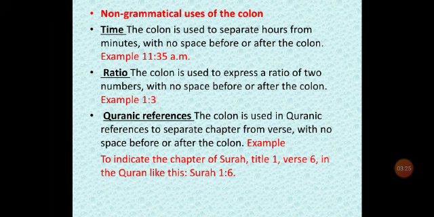While doing mathematics, you are pretty aware about the use of ratio. The colon is used to express a ratio of two numbers with no space before or after the colon. Example is 1:3.